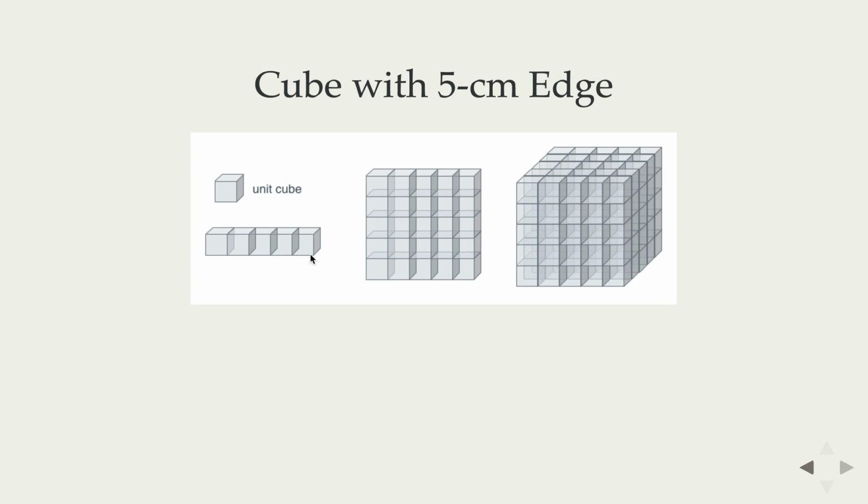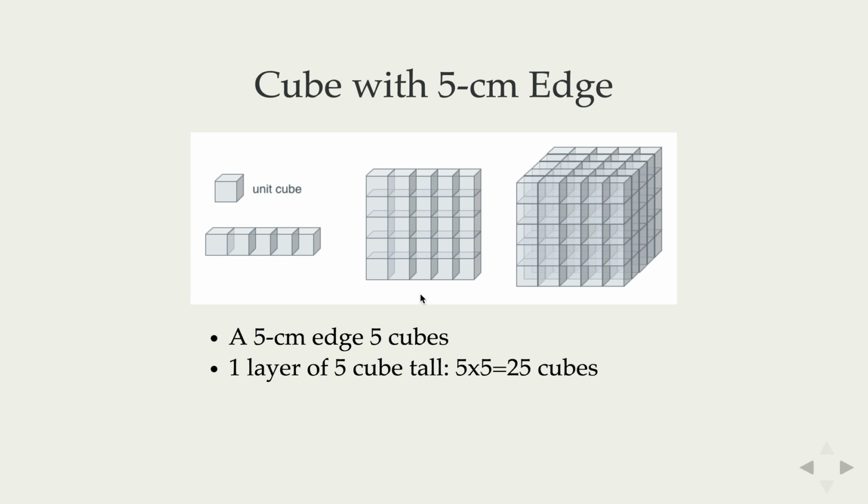This is 5 centimeters. And then for each layer here, we would require 5 by 5, which is 25 cubes, to make one layer of it. Of course, we have 5 layers. It's 1, 2, 3, 4, 5, and each layer would require 25 of them. So 5 times 25. The total would be 125 cubes in order to make this cube with a 5 centimeter long edge.